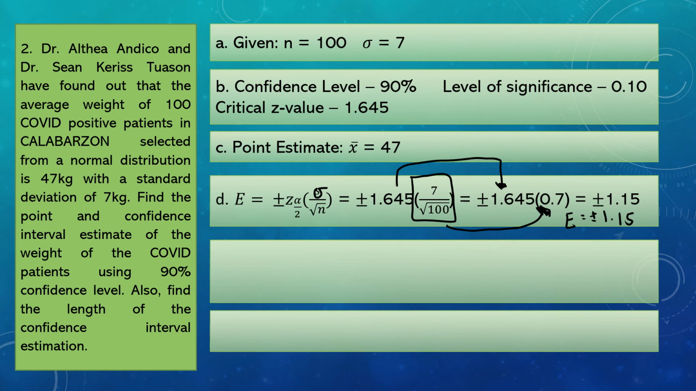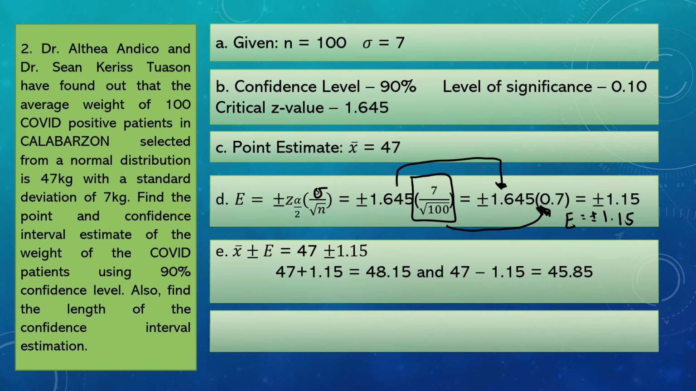Now, to find the confidence interval estimation, we're going to have x bar plus minus E. So our x bar is 47 and our E is 1.15. So by substitution, we will be having 47 plus minus 1.15. Now, what are we going to do? We're going to separate positive and negative. So we're going to have 47 plus 1.15, which is equal to 48.15. And 47 minus 1.15, we have 45.85. So therefore, our confidence interval estimation is 45.85 to 48.15.